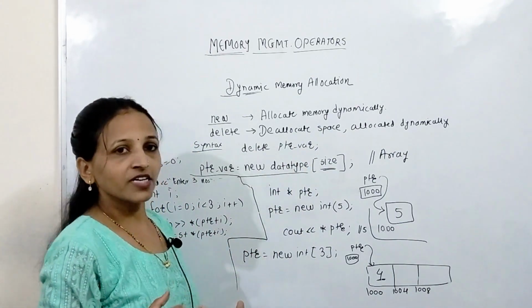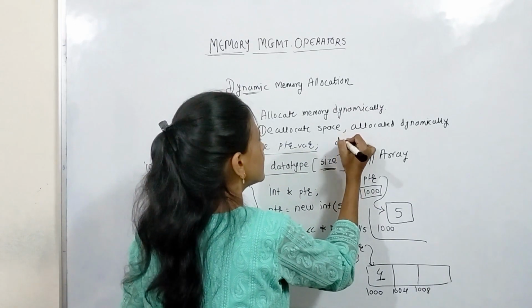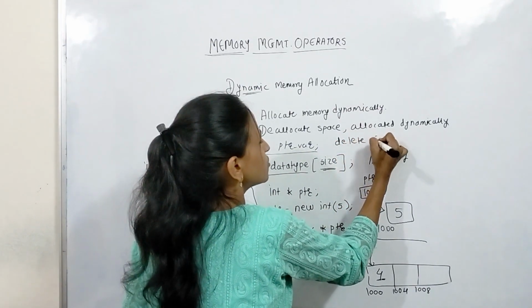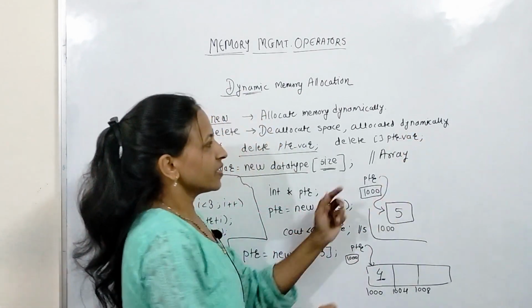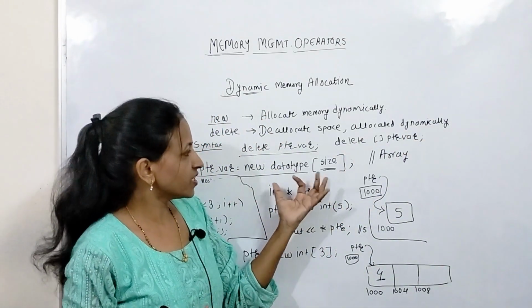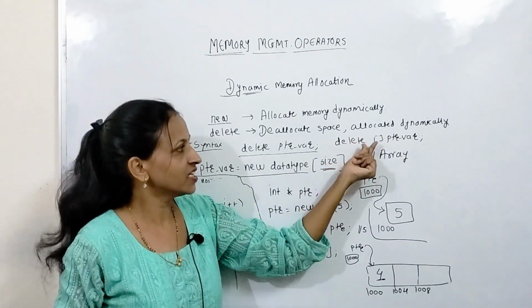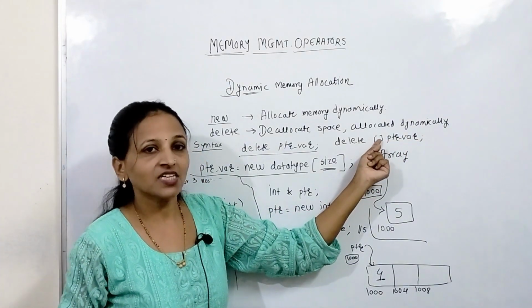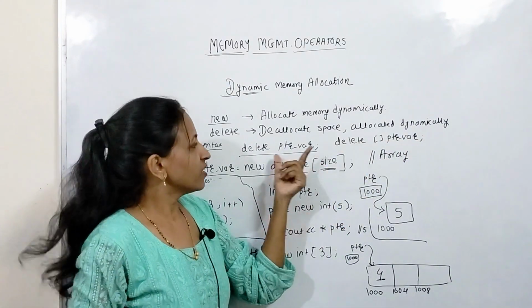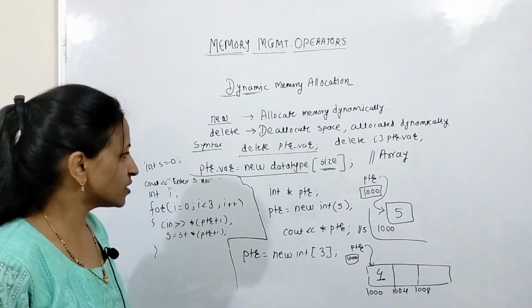And if you are allocating space for an array, then you have to use a different syntax, like delete square bracket and then write the pointer variable. See, if you are allocating space for an array, then use this syntax, delete square bracket and ptr variable. There is no need to mention the size here again. Okay, now you can use these two syntaxes to delete dynamically allocated space.